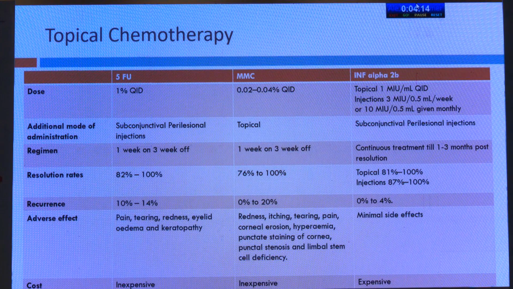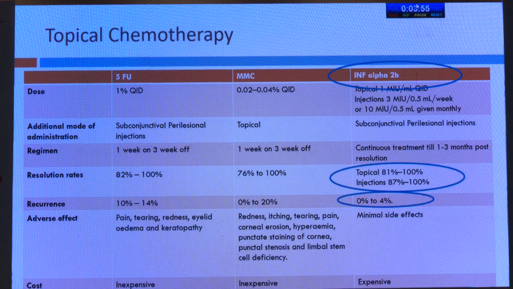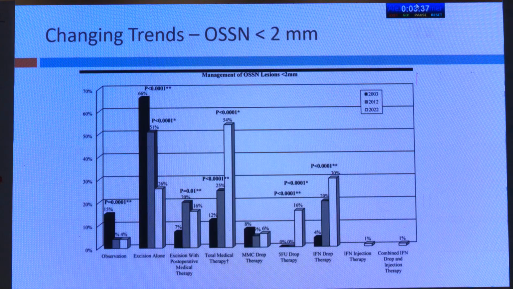So comparing these three drugs, 5-FU, MMC, and interferon alpha, interferon alpha 2B remains the most preferred drug, predominantly because of its surface-friendly nature and less toxicity. The success rate for all these three drugs is similar, but the surface-friendly nature, minimal side effects and less recurrence rate as reported in literature lead surgeons to favor interferon alpha. However, the downside is that the drug is a little expensive compared to MMC, hence that needs to be taken care of when you're advising this to your patients.